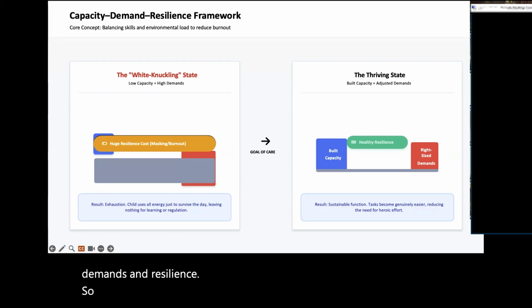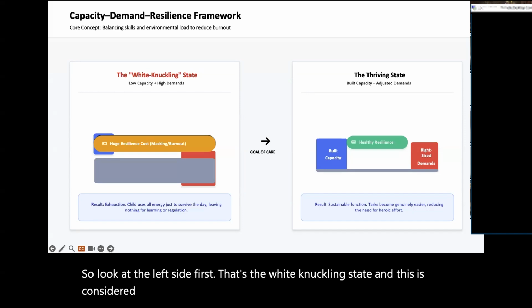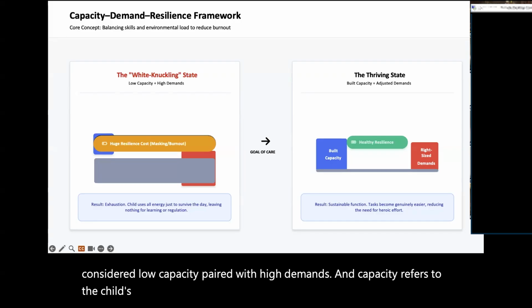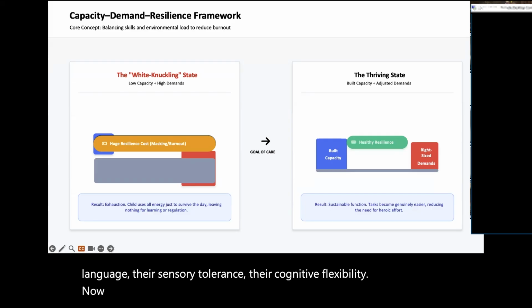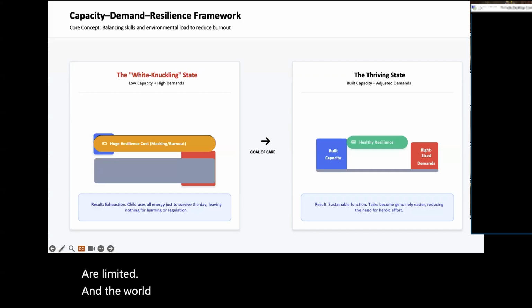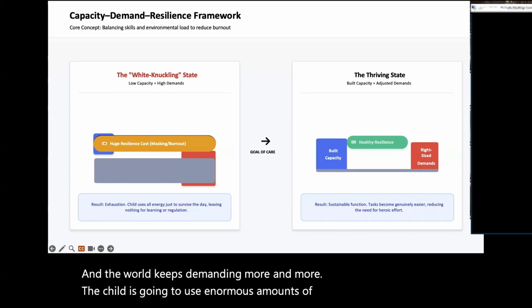So look at the left side first. That's the white knuckling state. And this is considered low capacity paired with high demands. And capacity refers to the child's actual skills, their executive function, their regulation, their language, their sensory tolerance, their cognitive flexibility. Now, when those capacity features are limited and the world keeps demanding more and more, the child is going to use enormous amounts of energy just to survive the day.